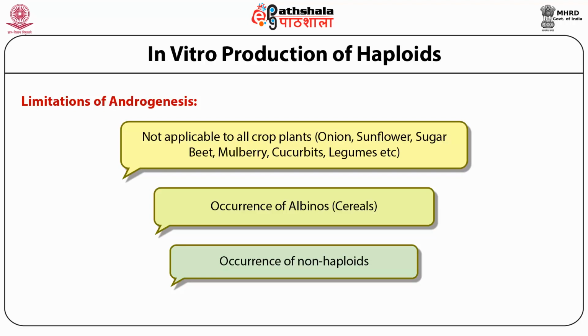Now, once the haploids are formed, the haploids are not fertile. You can imagine why? They are not fertile because they cannot have normal meiosis, because meiosis requires homologous chromosomes. And the haploid has only one set of chromosomes and lacks the homologous.